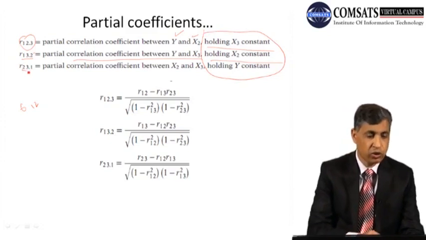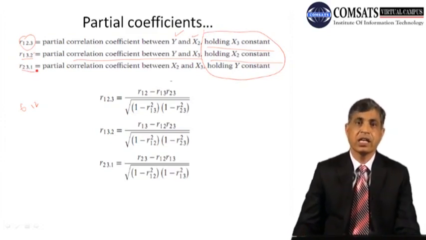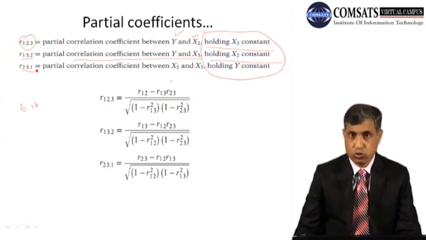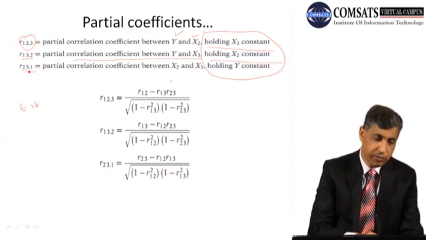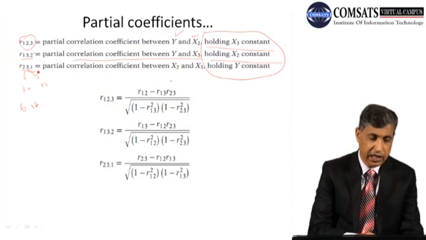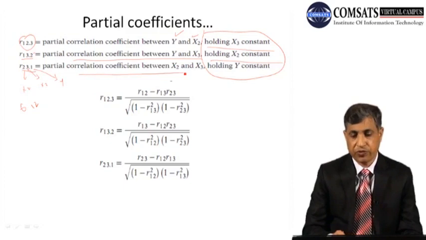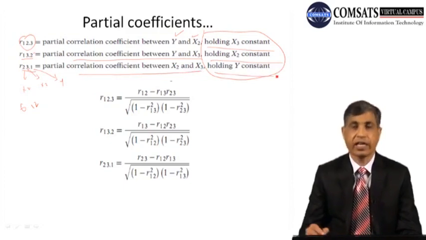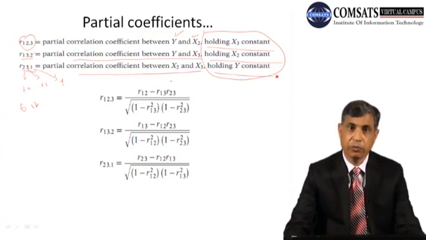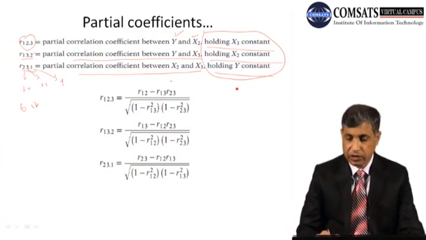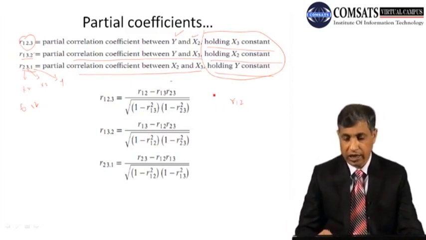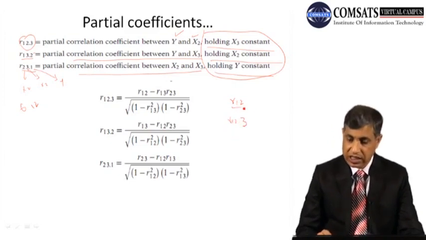And if this is R231, the subscript 2 is for x2, the 3 is for x3, and the 1 is y. Every time I have to explain the partial correlation coefficient between x2 and x3 holding y constant. So this was some of the interpretation, and you can say that it is better than R12, this one. This shows that this is the same thing.